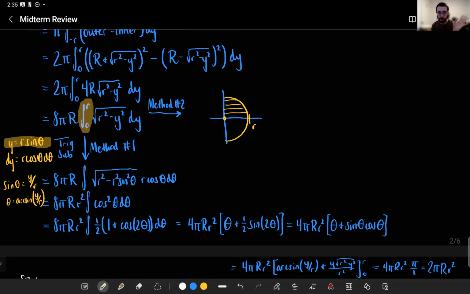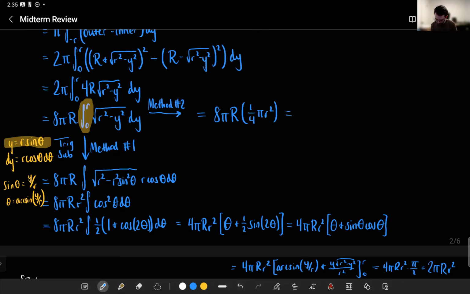So thinking about it as area under a curve is equivalent to thinking of it as the area of a quarter circle of radius little r. And that area of that quarter circle should be 1/4 pi r squared. So that's way easier, right? So this would be, writing it out, 8 pi capital R. And then this whole integral just becomes 1/4 pi r squared.